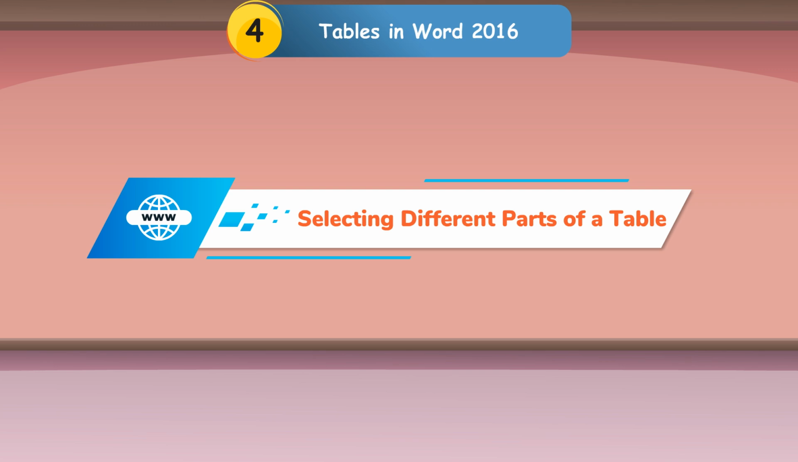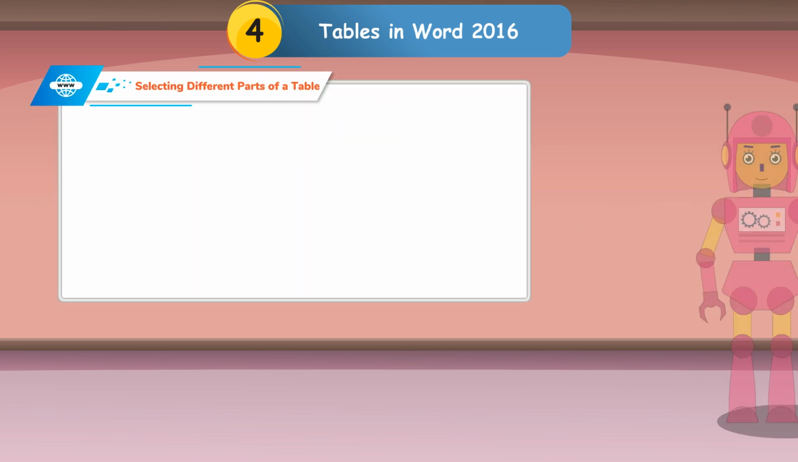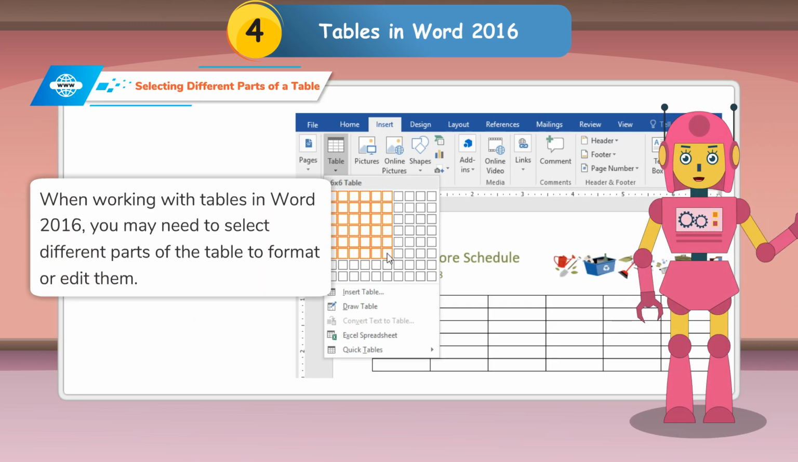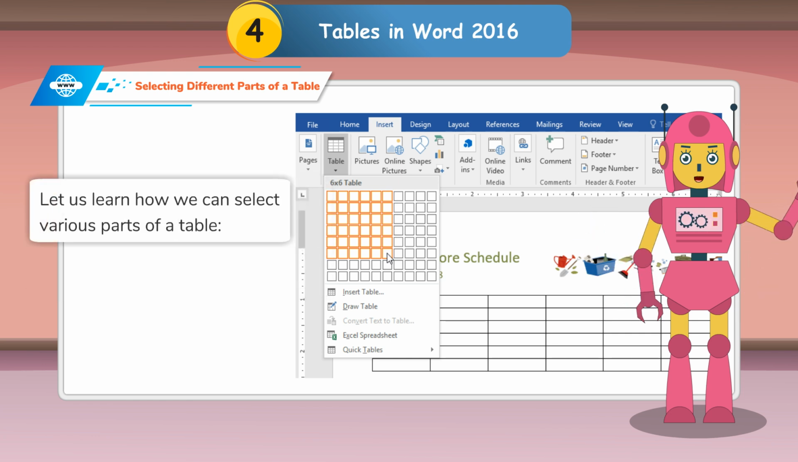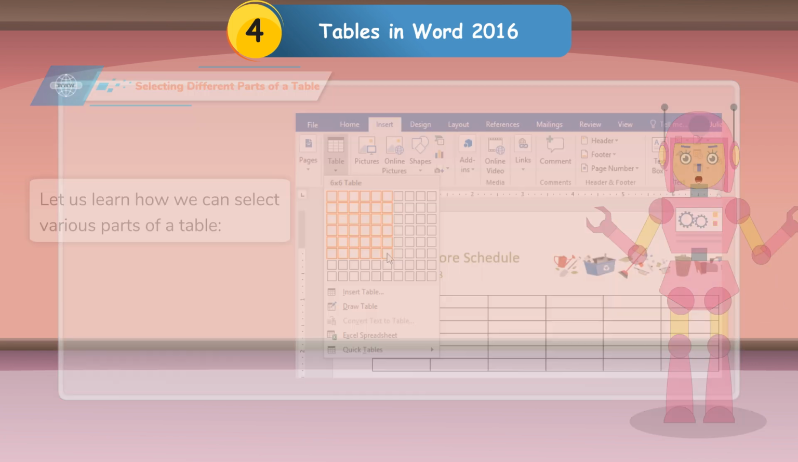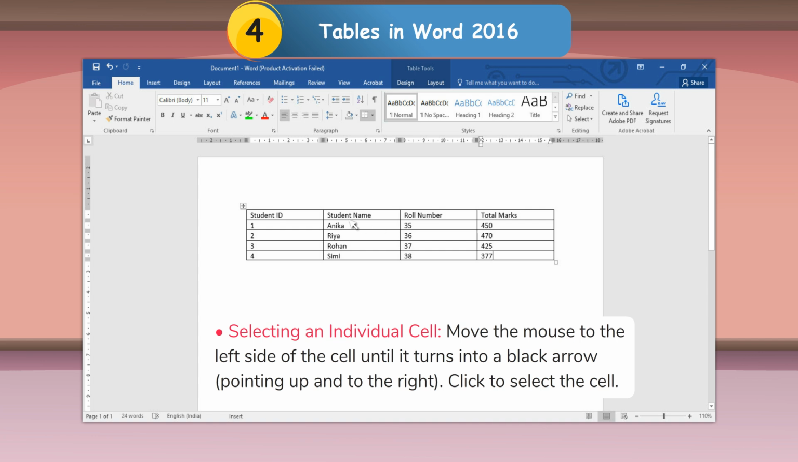Selecting different parts of a table. When working with tables in Word 2016, you may need to select different parts of the table to format or edit them. Let us learn how we can select various parts of a table. Selecting an individual cell. Move the mouse to the left side of the cell until it turns into a black arrow pointing up and to the right. Click to select the cell.